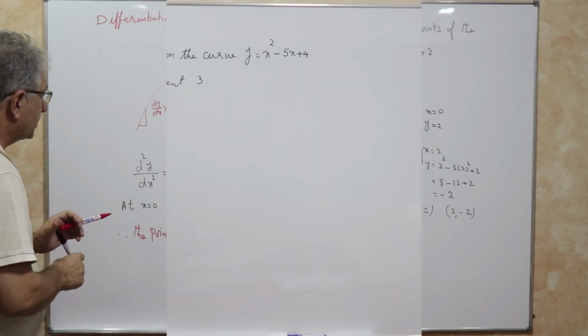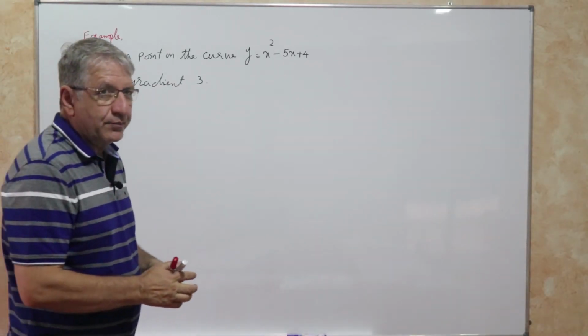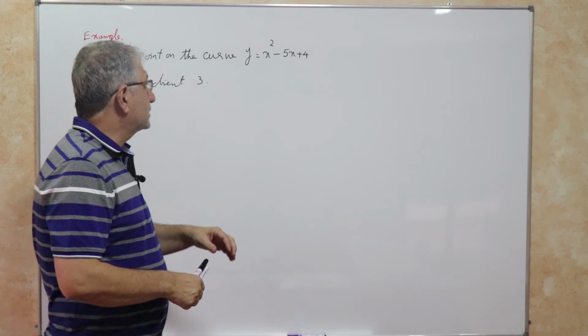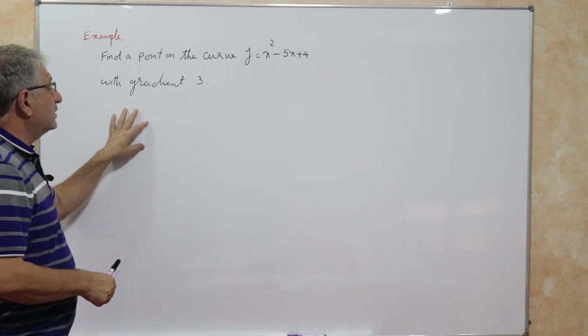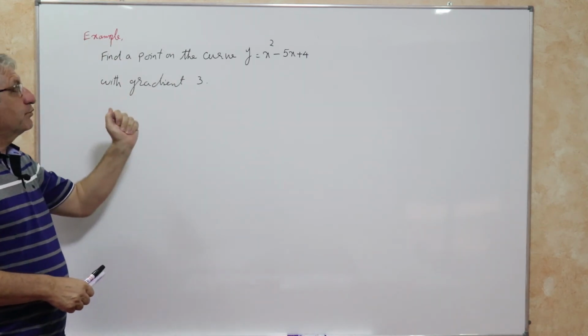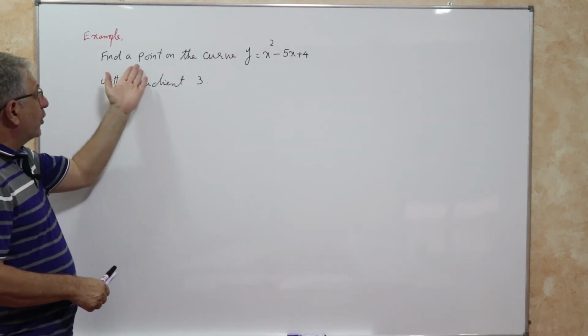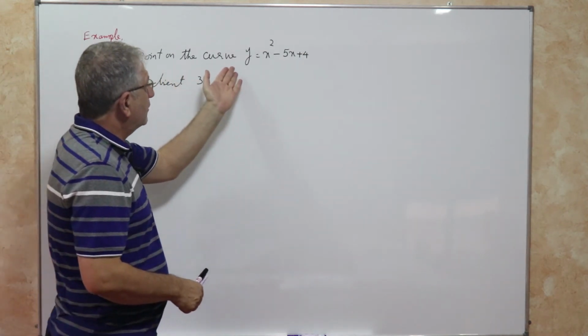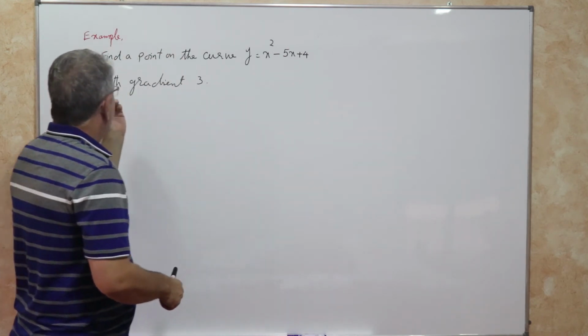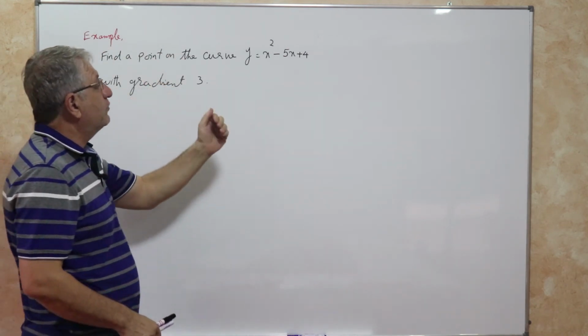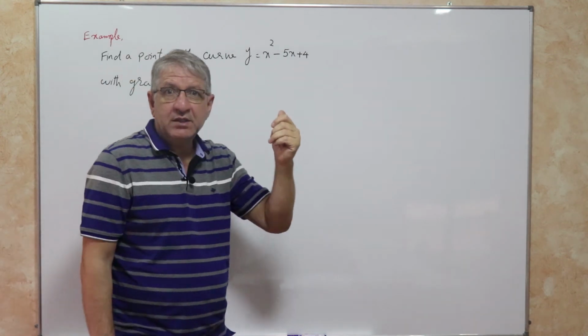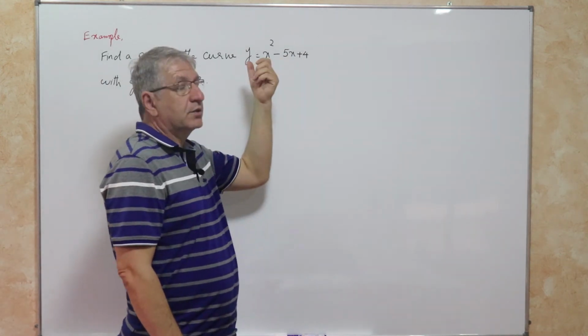Now I'm going to do some questions for you. This is an example. It asks us to find a point on the curve with the gradient 3. Therefore, the gradient has been given to us, and they are asking what the point is.